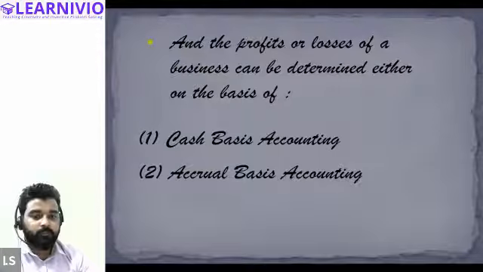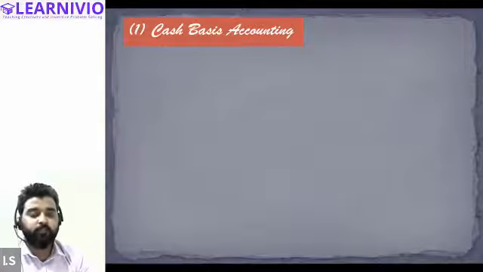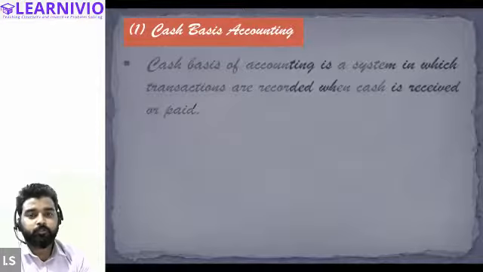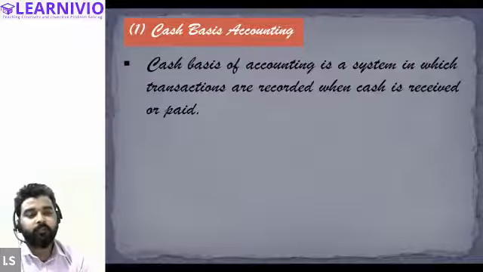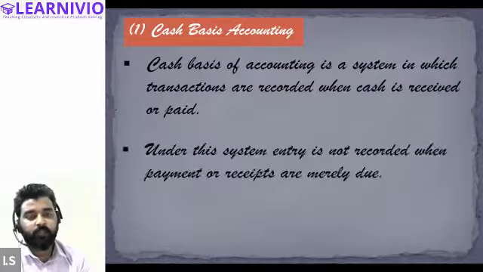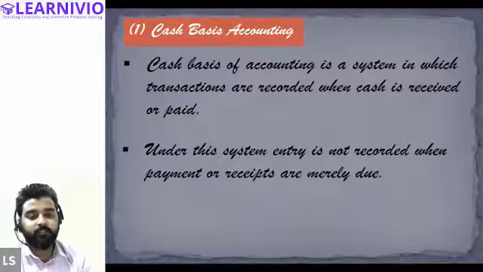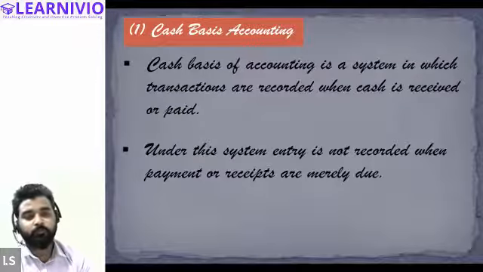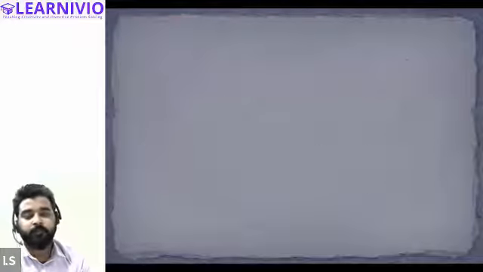And after that, we started understanding what is cash basis accounting. So cash basis of accounting is a system in which transactions are recorded when cash is received or paid, right? And under this system, entry is not recorded merely on the basis of payment or receipt being due, but it will only be recorded after the payment is received or the payment is made. Income is received or payment is made, sorry.